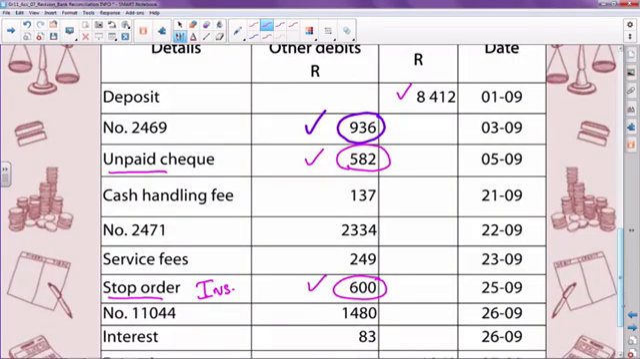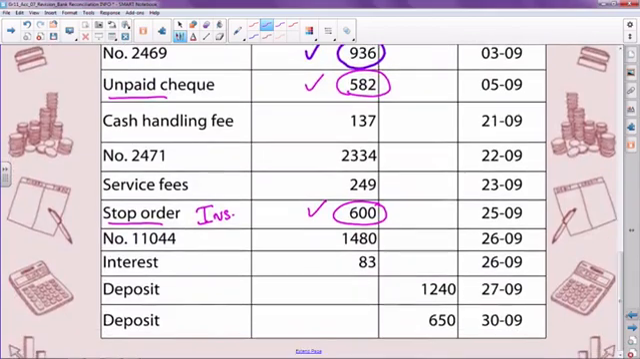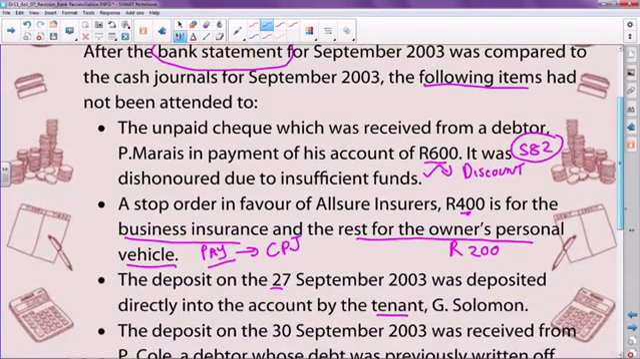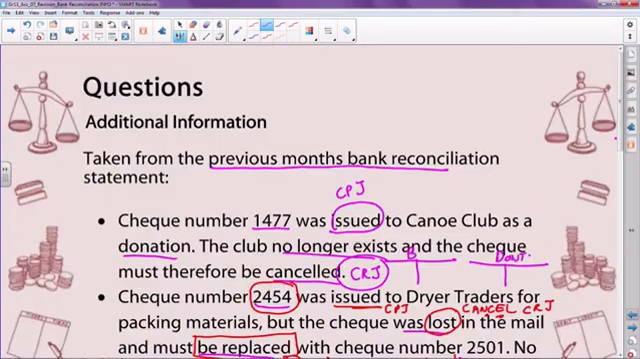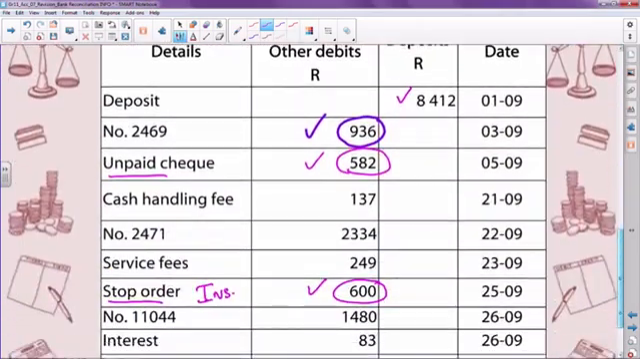Right, then we've got a deposit. We've got a deposit for 1,240. That's probably the deposit that they're referring to. So let's just go back and make sure. The deposit on the 27th of September, probably don't have the dates there. Let me just quickly check. Oh, there we go. We've got the dates.